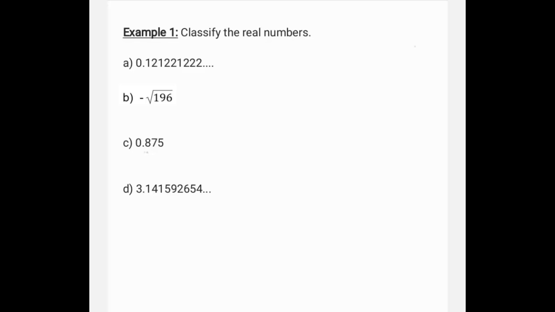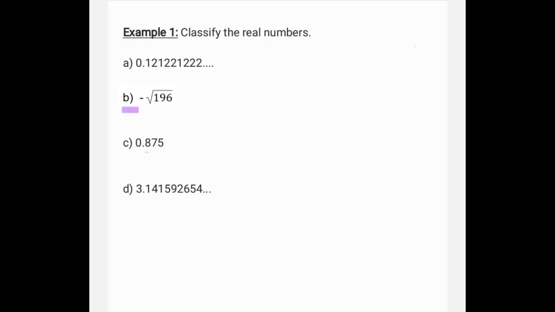In A, is 0.121221222 a rational number or irrational number? It will be considered an irrational number. Although you may see some kind of pattern of 1s and 2s, it is not a consistent, same pattern like 0.333 or 0.666. Those are the consistent patterns, and this is not that pattern. This grows as far as the pattern goes, so this is not a rational number.